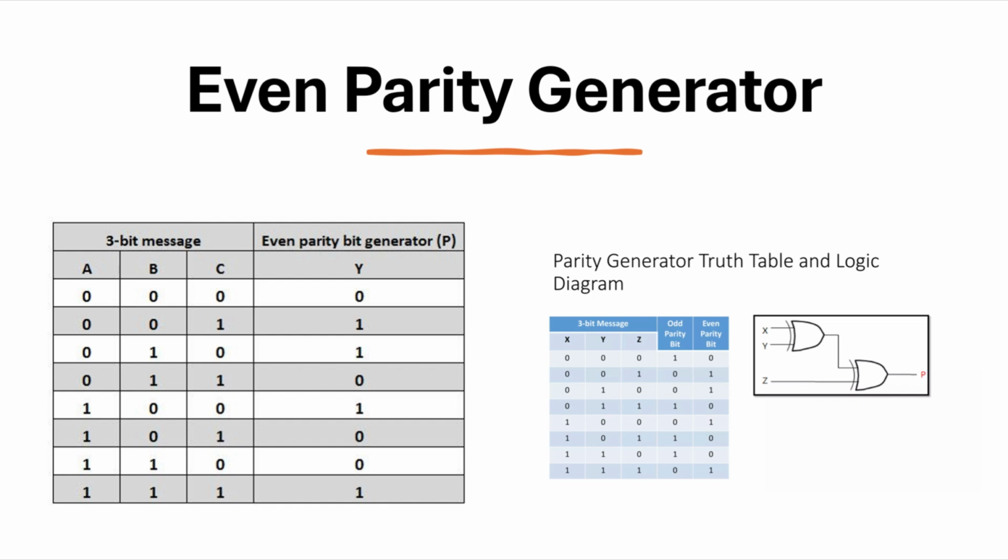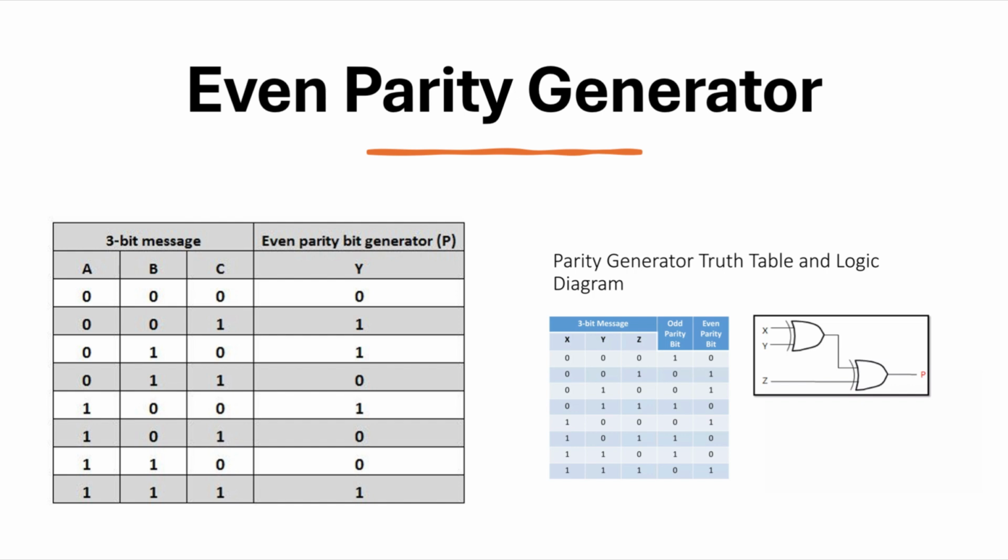How many ones? 0 ones. 0 is even. This is an even parity generator. Even parity wants the total number of ones to be even. The data already has 0 ones, which is even. So we do not need to change it. We add a parity bit of 0.